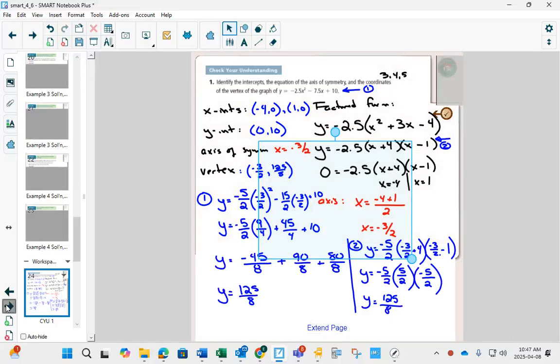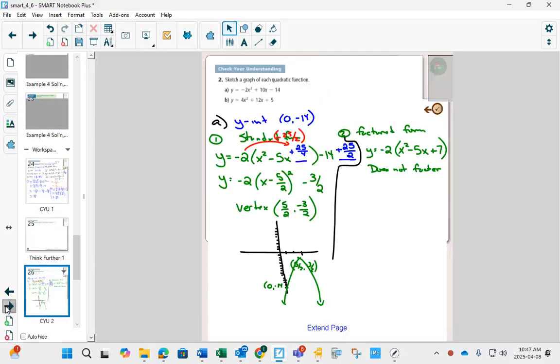Okay, so questions for practice. On number 2, you can circle 6 and 7.